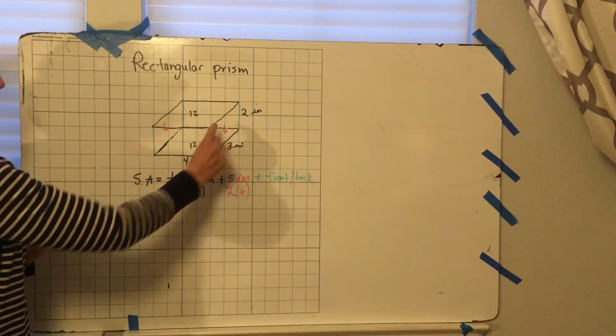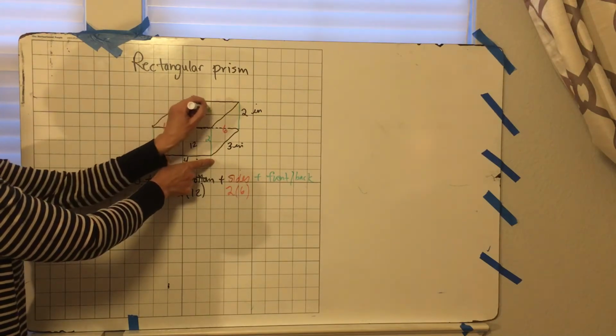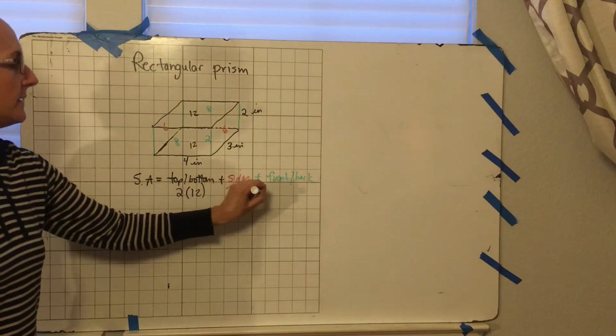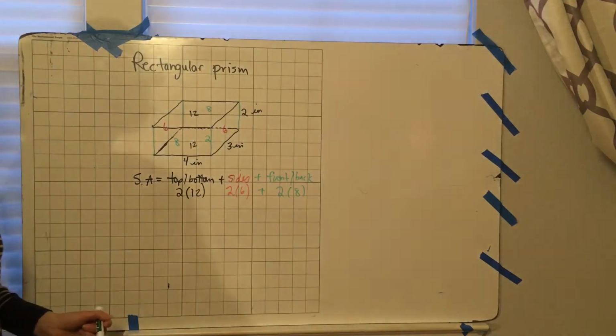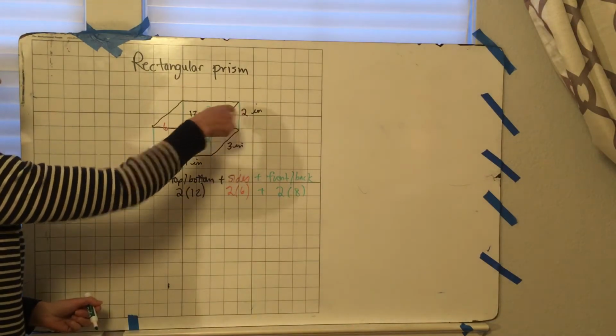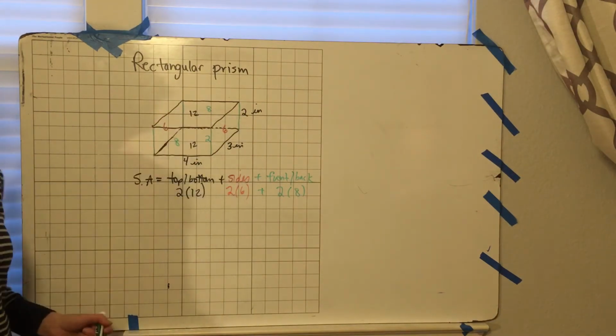So the front is 2 by 4, which is 8. And of course, that's the same as the back. So this is 2 times 8. Basically, this rectangle has an area of 6. This rectangle has an area of 8, and the bottom and the top have an area of 12.